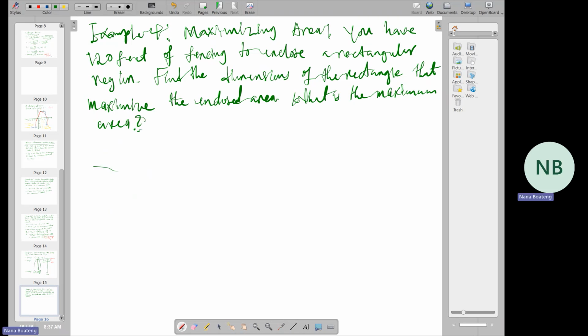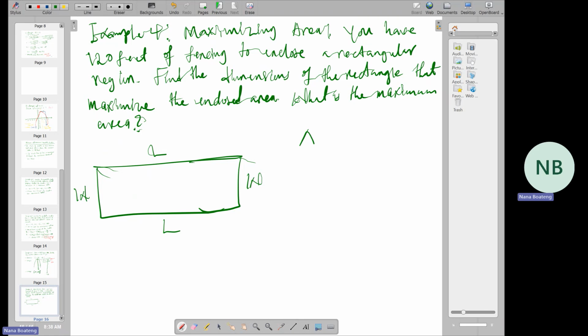All right, so we have a rectangle which has length L and width W, and we have 120 feet of fencing, and we have to find the dimensions that maximize the area first. So we know the area A of a rectangle is the length times the width, and the perimeter, or the amount of fencing that we have, is 2L plus 2W, and this equals 120.